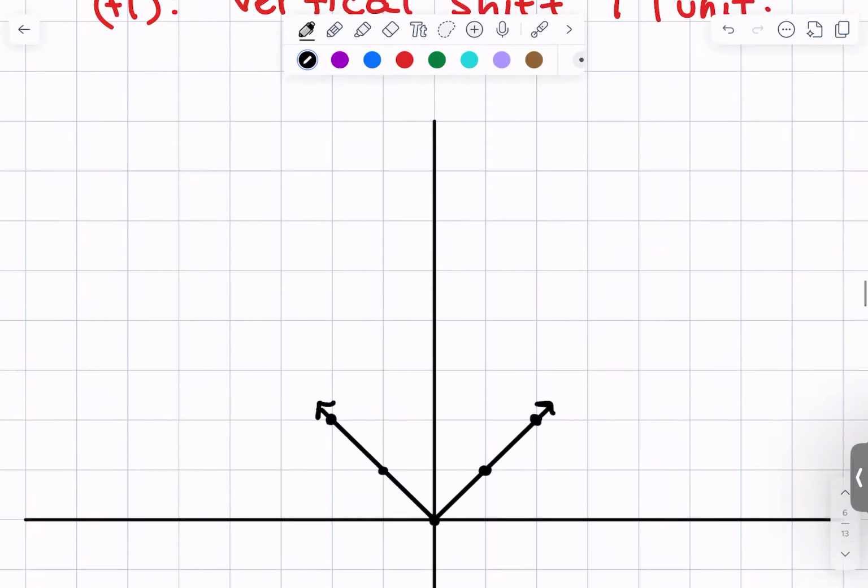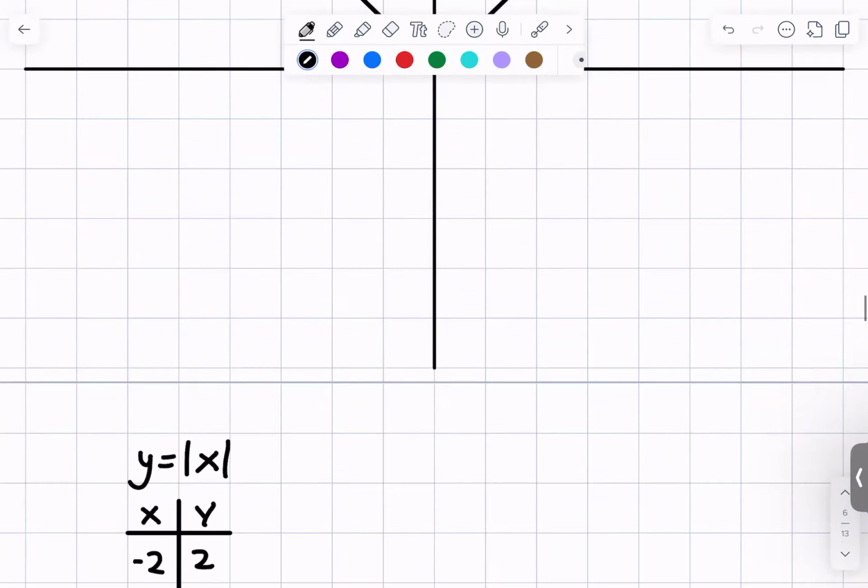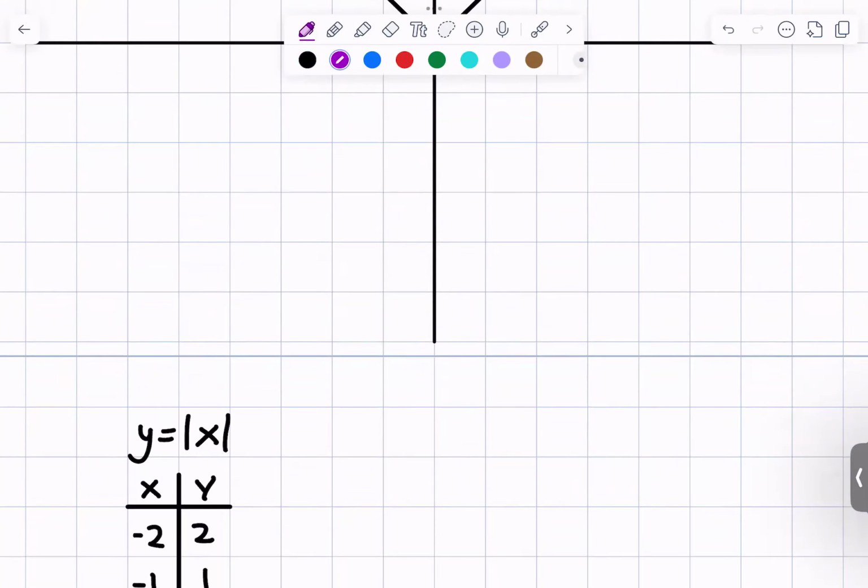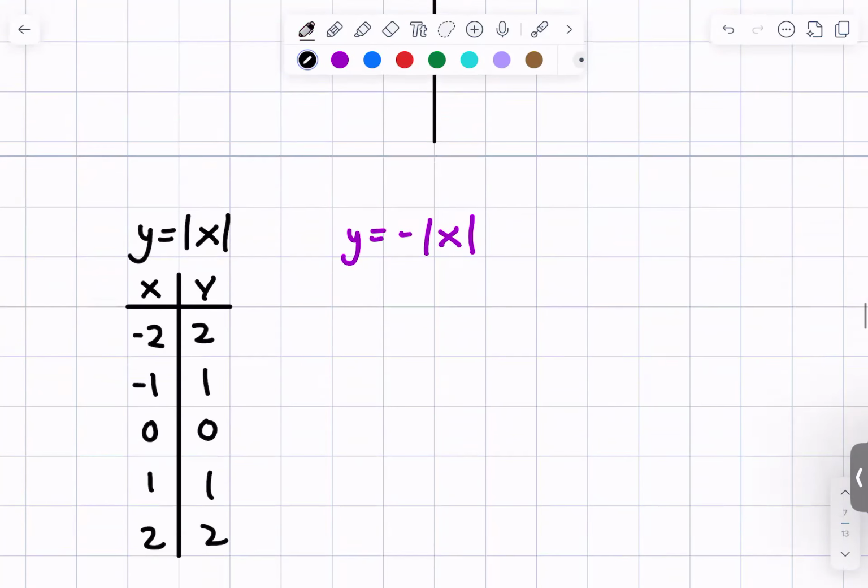Okay. And then my first is a reflection over the x-axis. So then this would transform to y equals negative absolute value of x. Just representing that transformation. Okay? And again, if I have a negative on the outside, does it affect my x or my y? My y's. So I'm going to copy and paste my x's, because I know that's not going to get affected, right? -2, -1, 0, 1, 2.